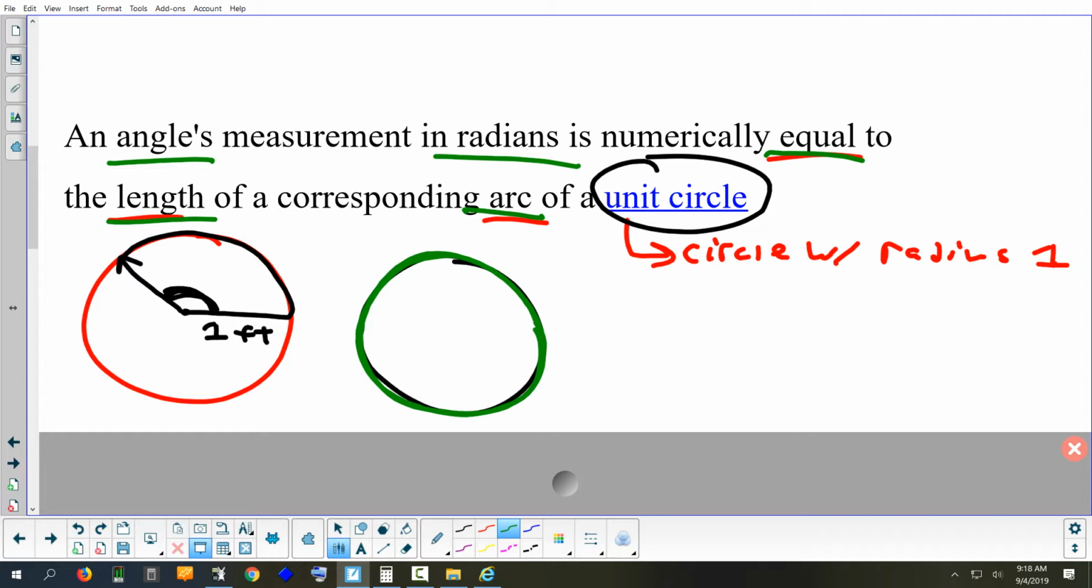Right? So let's see if we can figure out the size of this arc. Does anyone know a formula from geometry that helps you to figure out the size of an arc that goes all the way around a circle? What do we call that again if it's an arc that goes all the way around a circle? Circumference. So I need a formula that involves circumference. What's the formula for circumference of a circle?